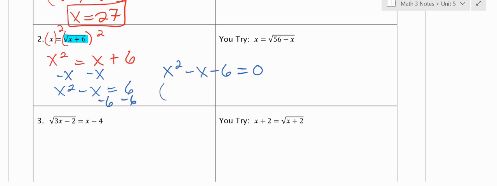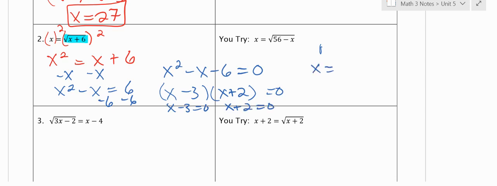So factors of negative 6 that add to negative 1. That's x minus 3, x plus 2. When I set each factor to 0, I'm going to get 3 and negative 2. So these are my two solutions. And then I just have to check that both of them work.